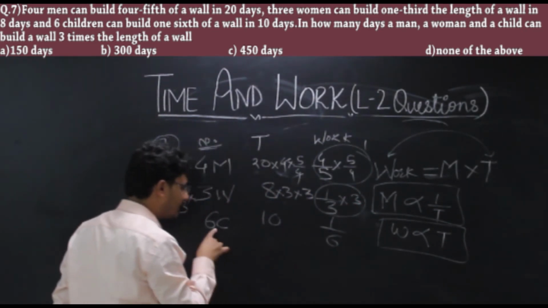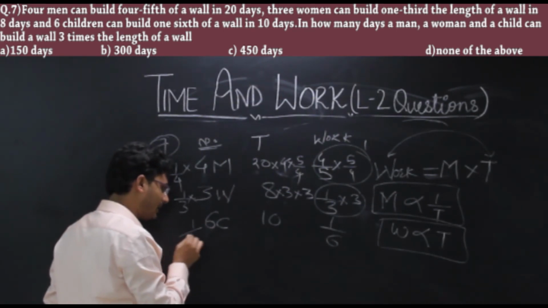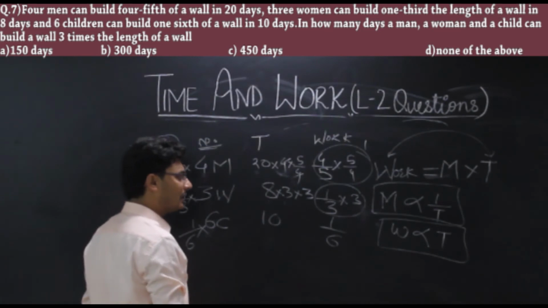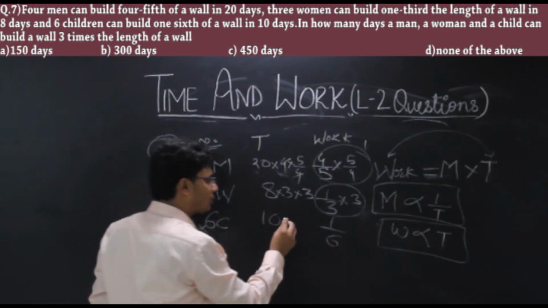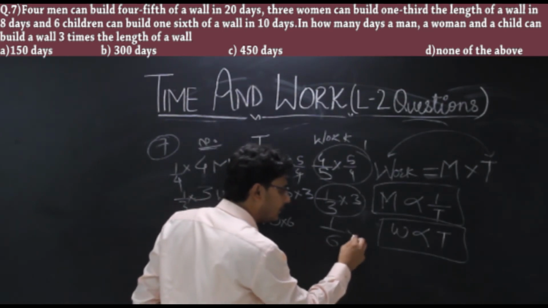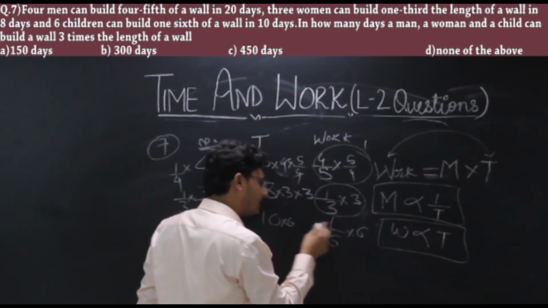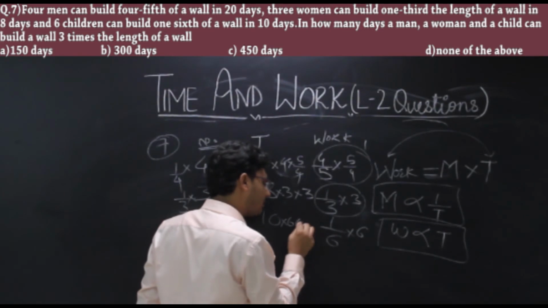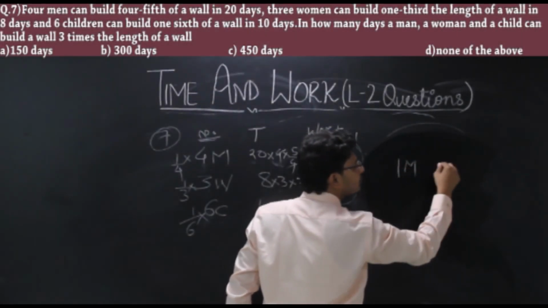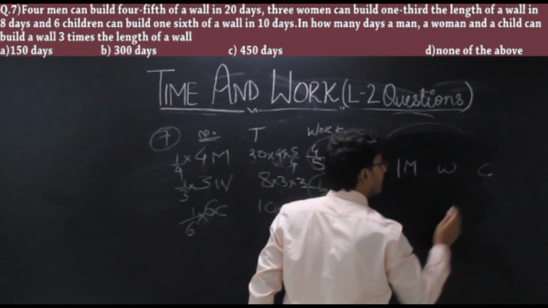Same for children. If this is 6 children, I will need to make it 1 child. So 1 by 6 into 6. As number and time are inversely proportional, if this is 1 by 6, this has to be into 6. And same logic, for 1 wall, I need to multiply this with 6. So as these are directly proportional, this is also into 6. This is 1 man, this is woman, and this is children.